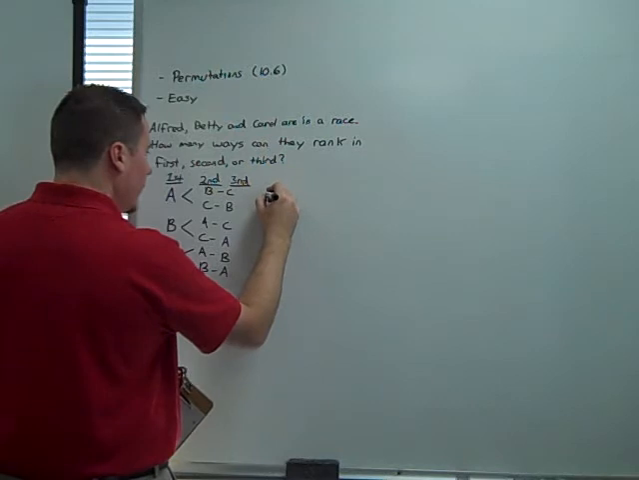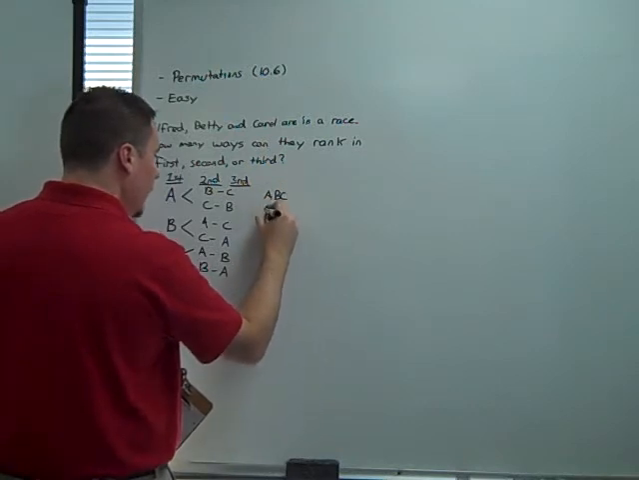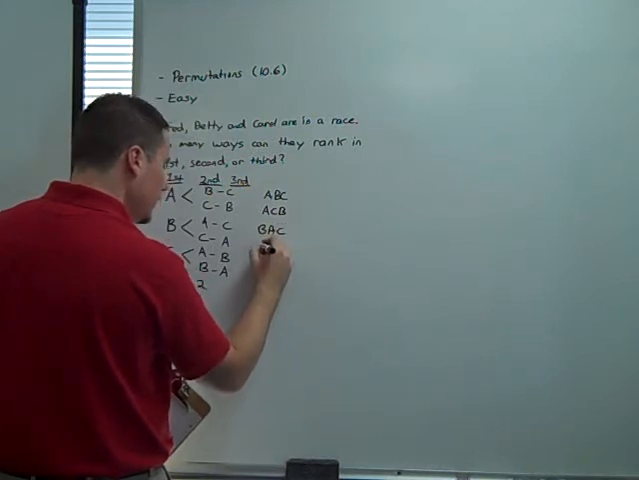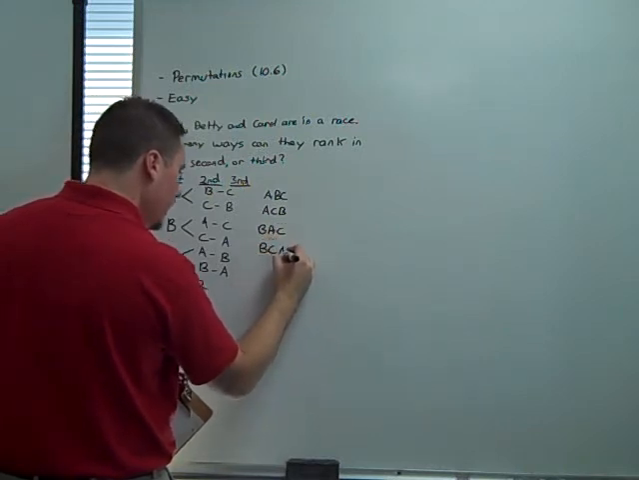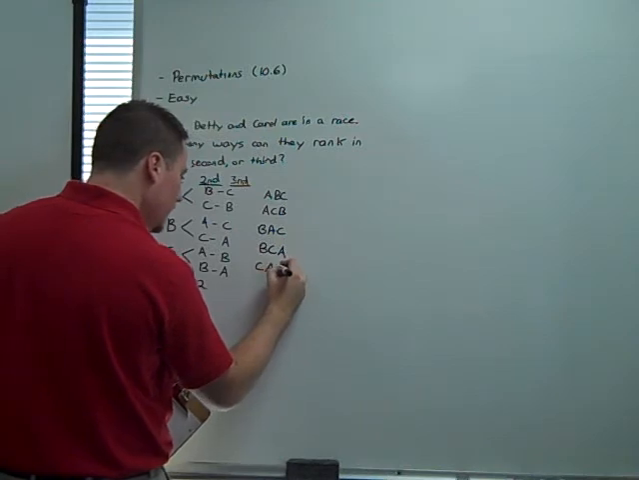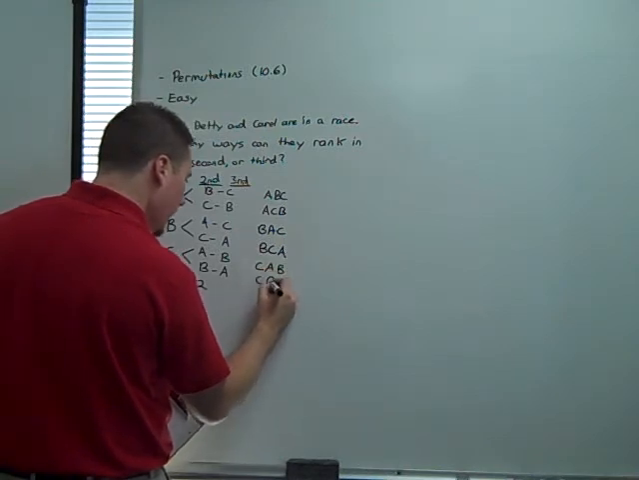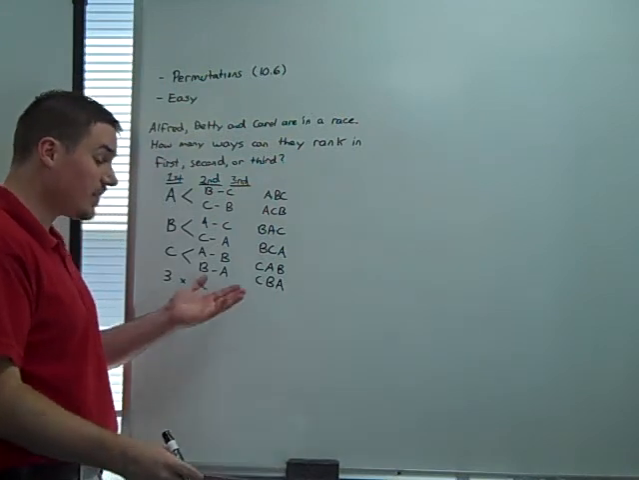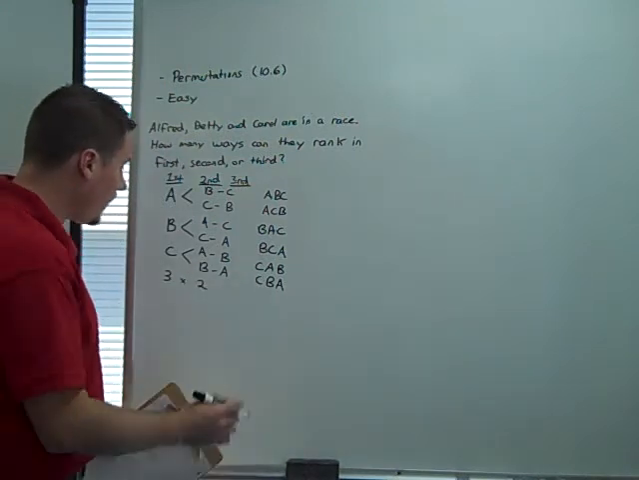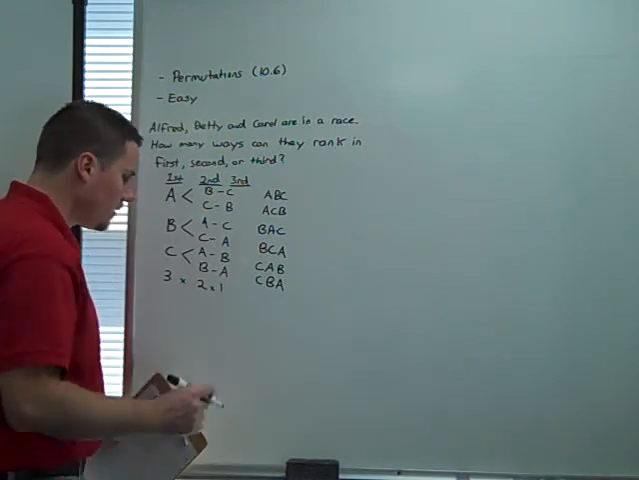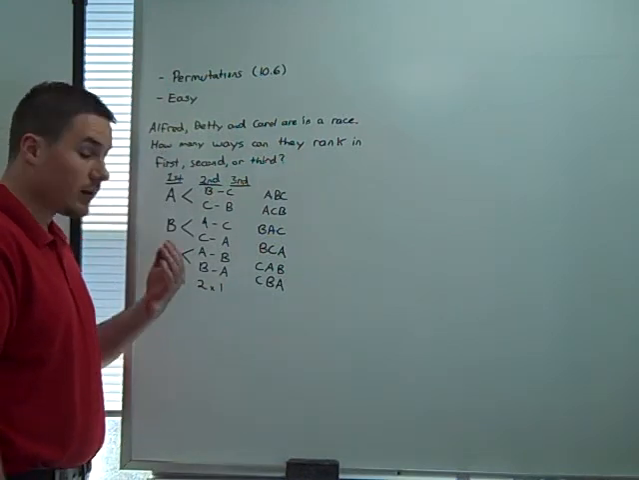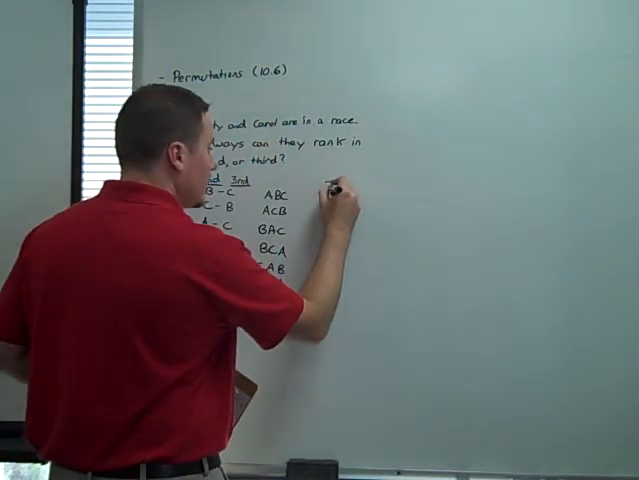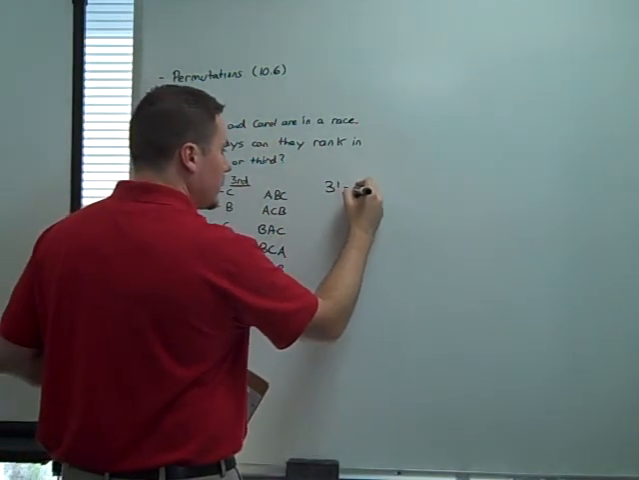So total I've got ABC, ACB, BAC, BCA, CAB, and CBA. And there's no way that you can list 3 letters differently. They're all there. And each one of these choices was 1 less than the last. Well, that's the factorial. So the answer is 3 factorial, which is 6.